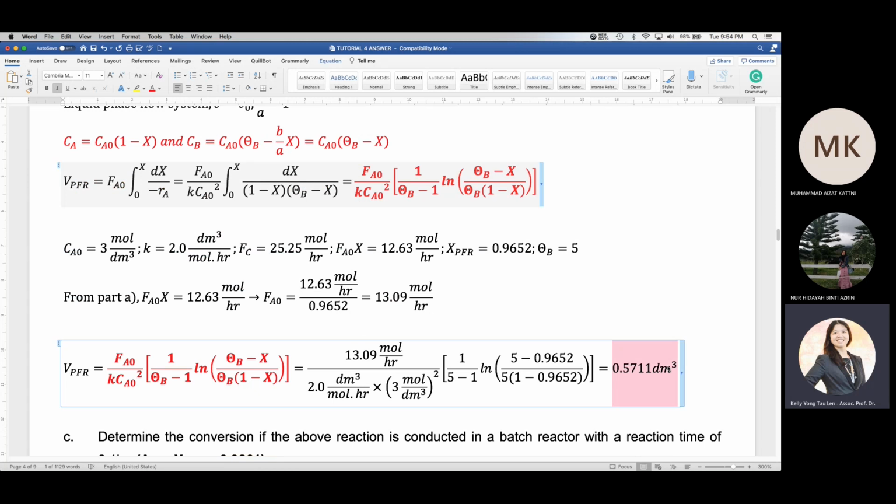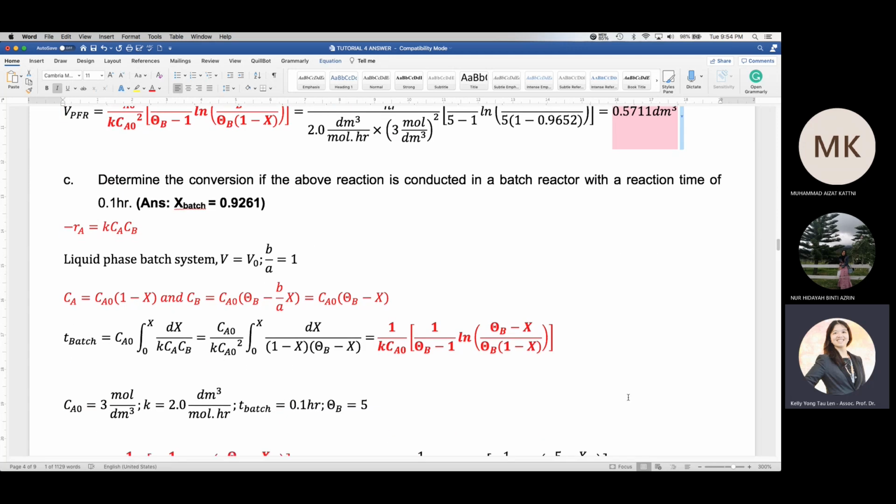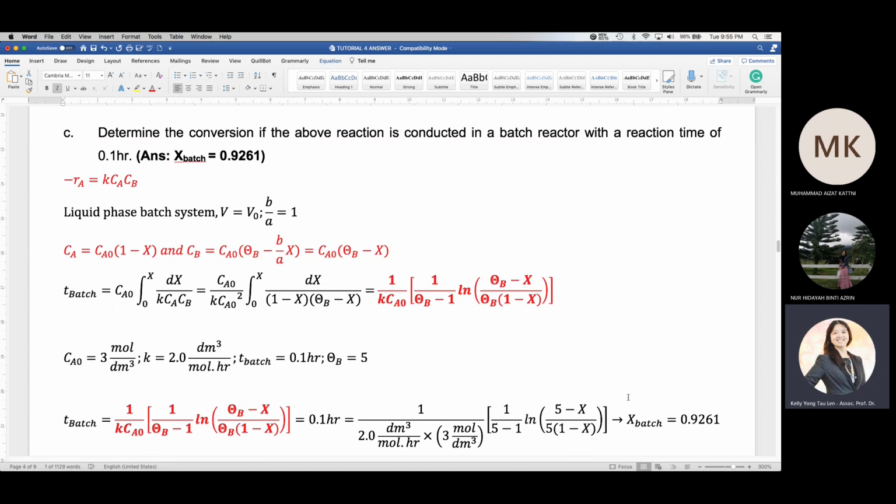So question B dah senang. Sebab kita dah settle semua dalam part A. Kita dah tahu FA0, dah tahu K, dah tahu X. You just replace, you will get the volume of the PFR. Okay, so last one for today before we finish the class. Almost 10 o'clock dah.